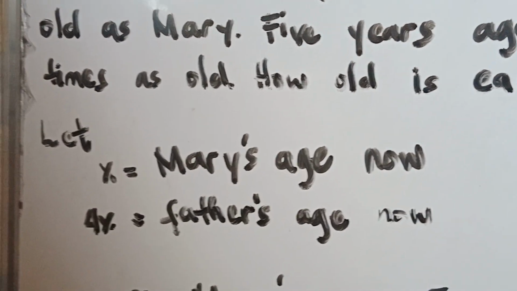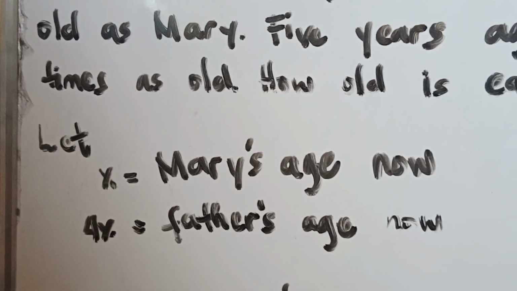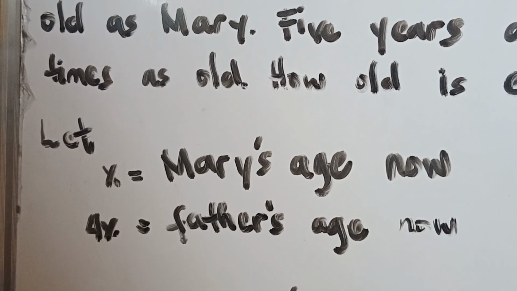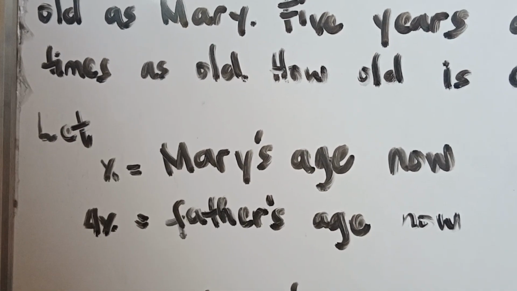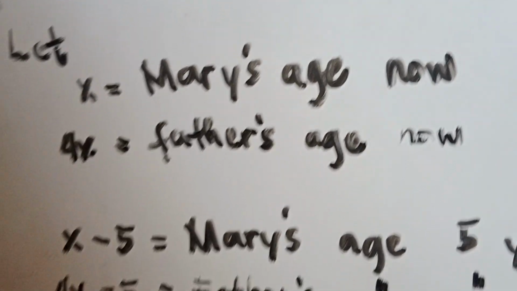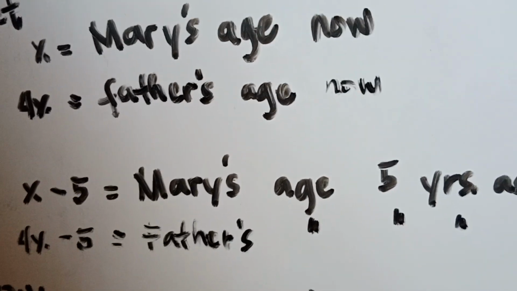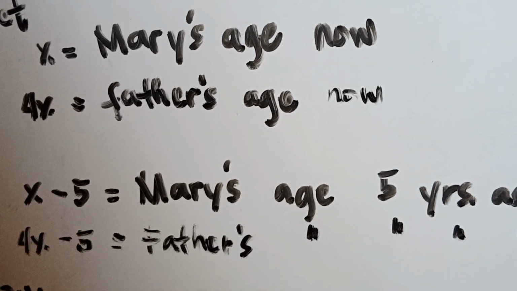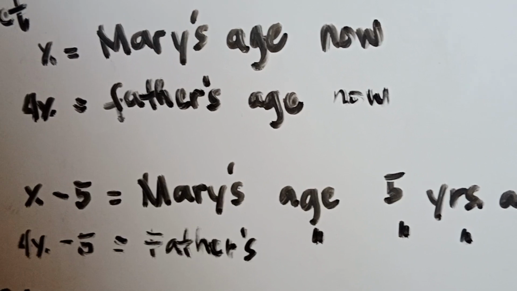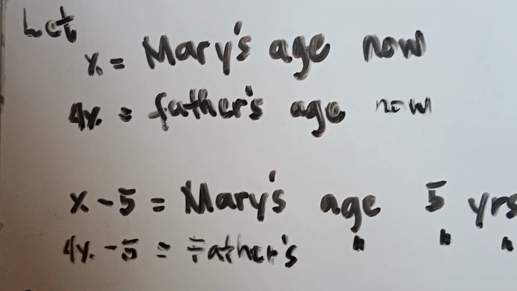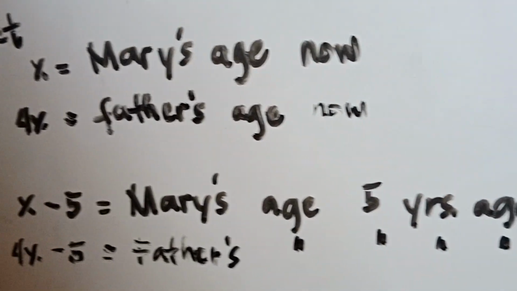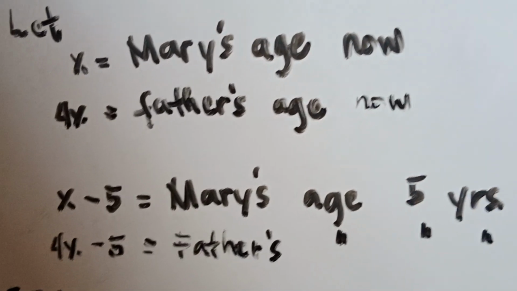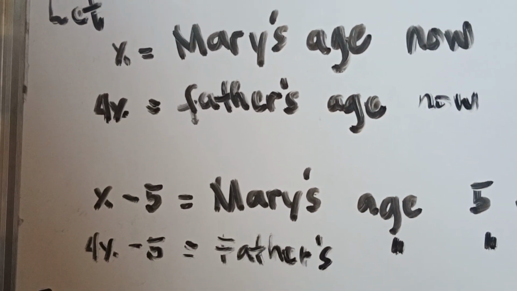We will let x be equal to Mary's age now, and 4x be equal to father's age now. And then another representation will be Mary's age 5 years ago will be represented by x minus 5. And then father's age 5 years ago will be represented by 4x minus 5.